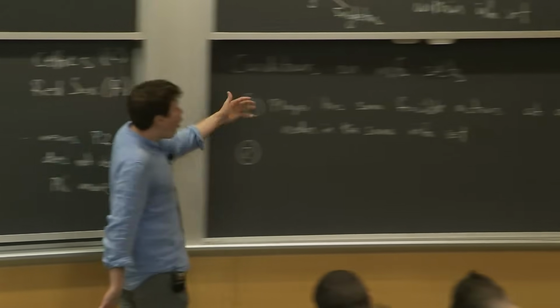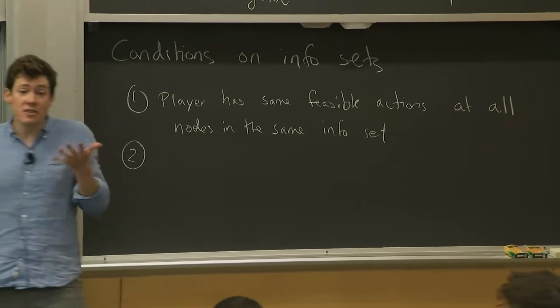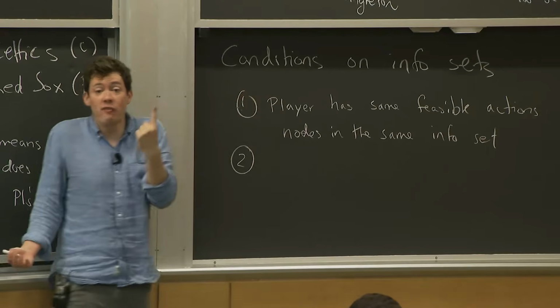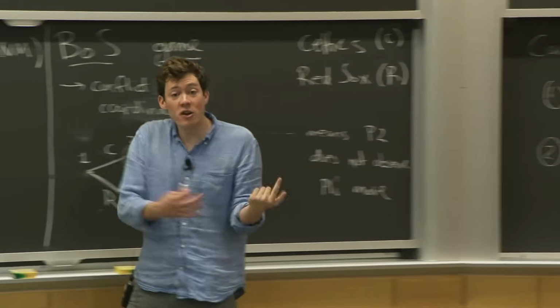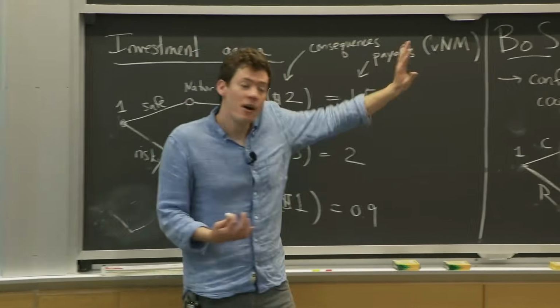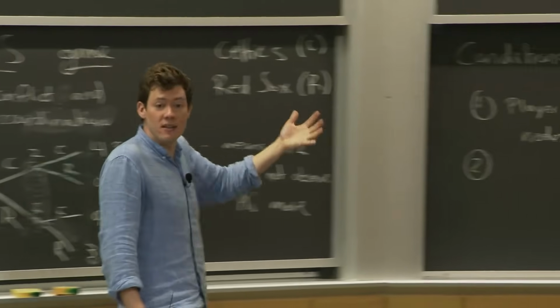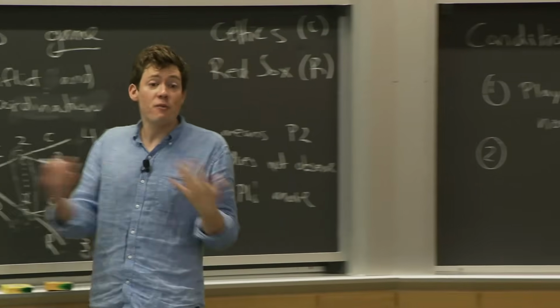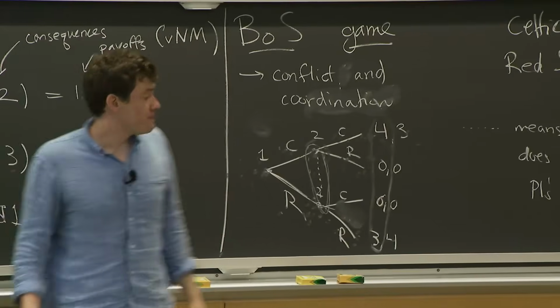Notice, if all of a player's information sets are singletons, well, then this is automatically satisfied. If I only have one node in my information set, then of course I have the same actions feasible at every node, because there's only one of them. So this is what we might say vacuously true, automatically true, with a singleton information set, but it has bite if my information set has multiple nodes.